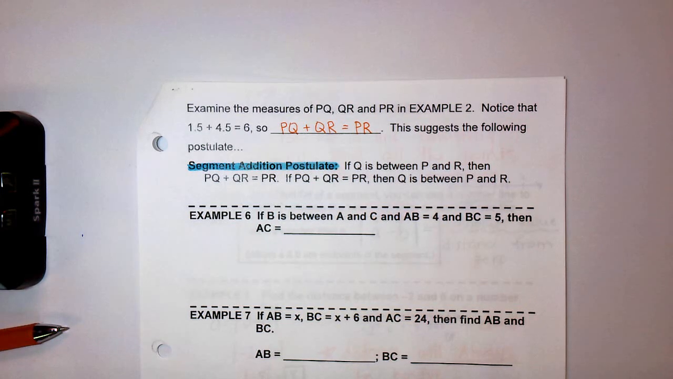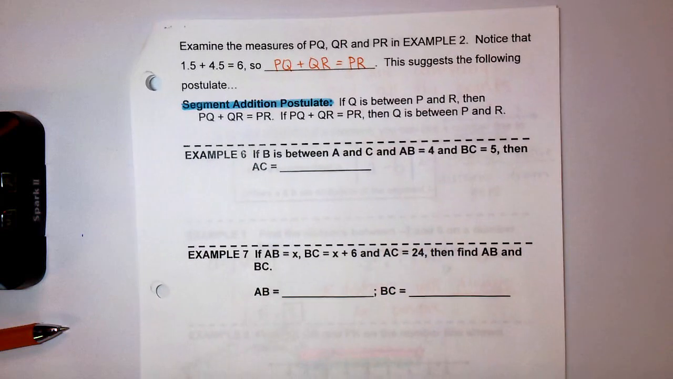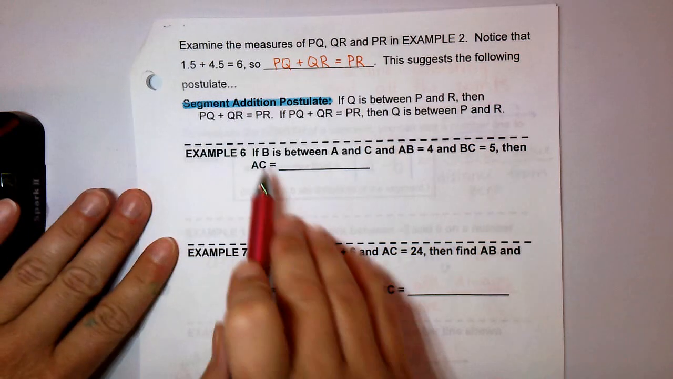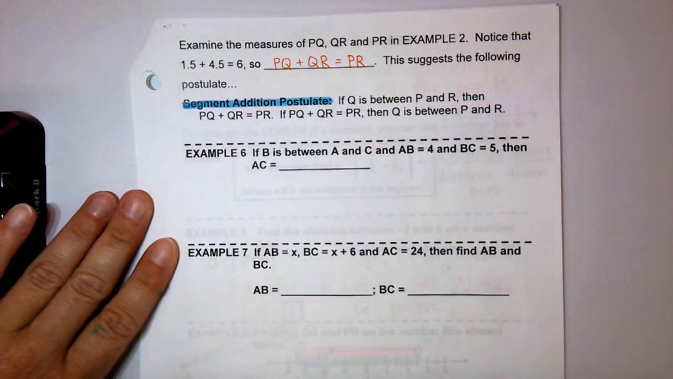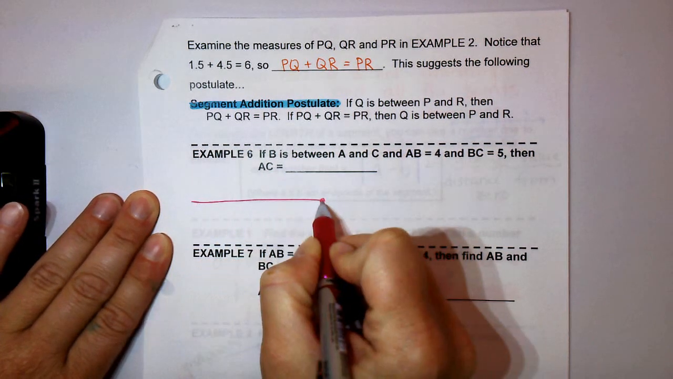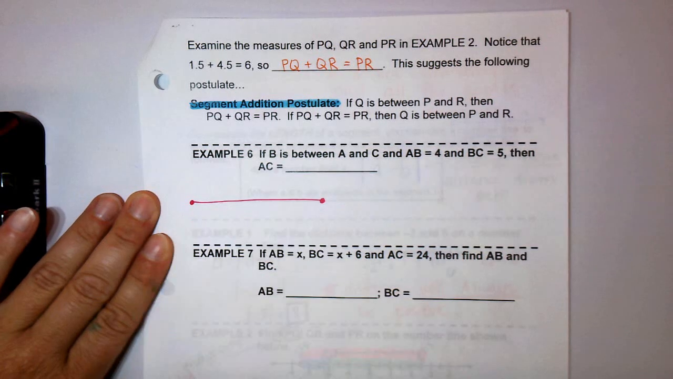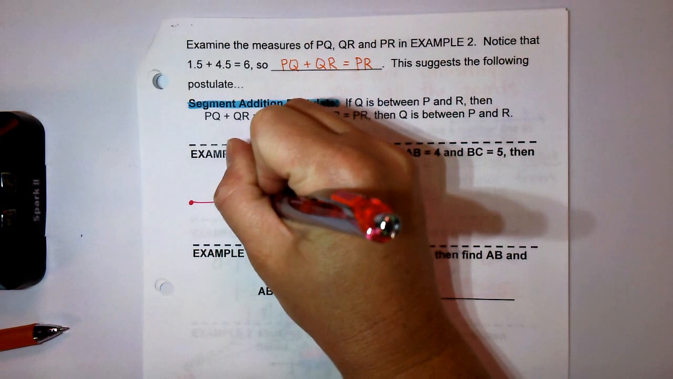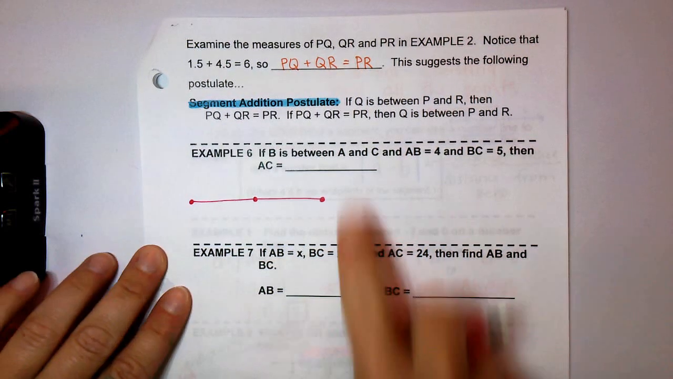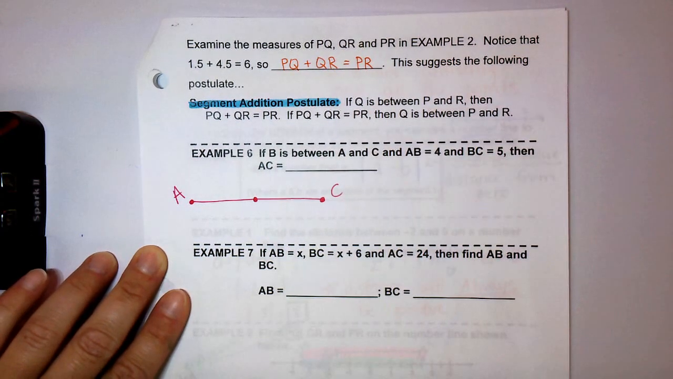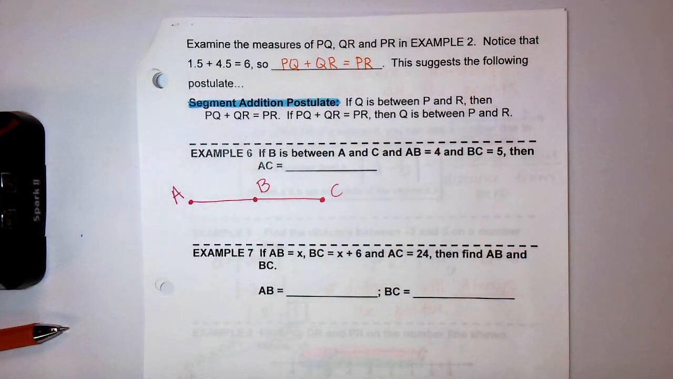All right, example 6. These are a little bit easier than those square roots. Okay, we're going to draw pictures for pretty much all of them. So if B is between A and C, I'm going to draw a line and put dots on the end. It says B is between A and C. So how do you think I'm going to label this line? There's 3 dots on there. A and C are the outside, and B is between them. It doesn't say it's in the middle or anything. It just says it's between them.